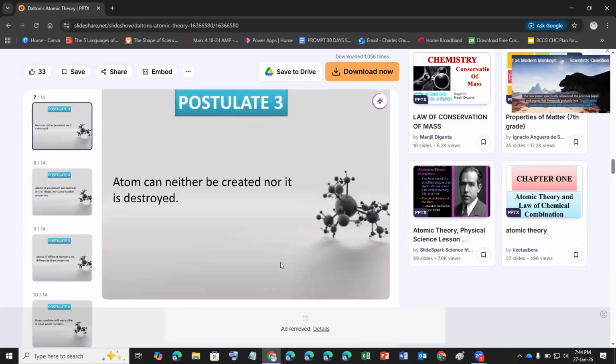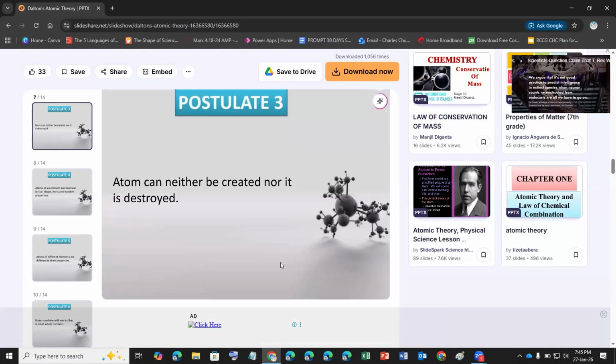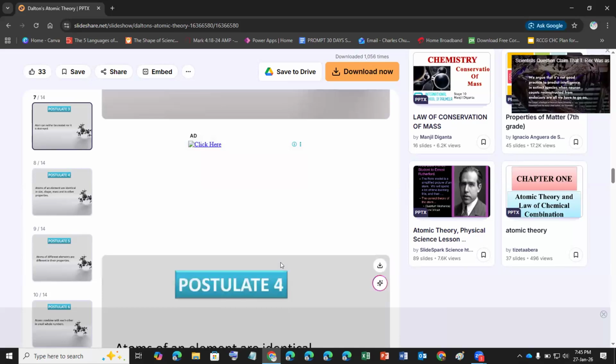Now, why am I explaining it to you this way? So that you have an idea that Dalton's atomic model was at least a good attempt, but it was not the final attempt at explaining what an atom really is.